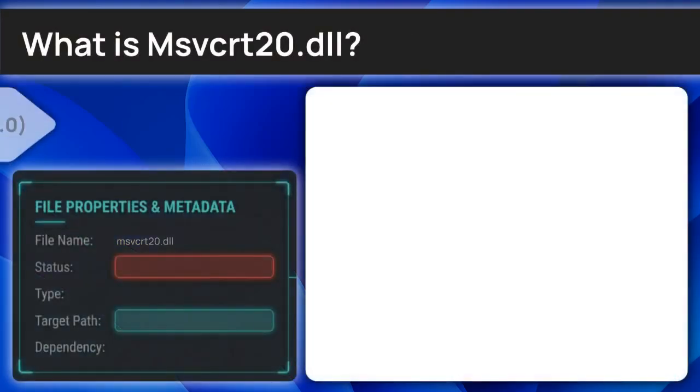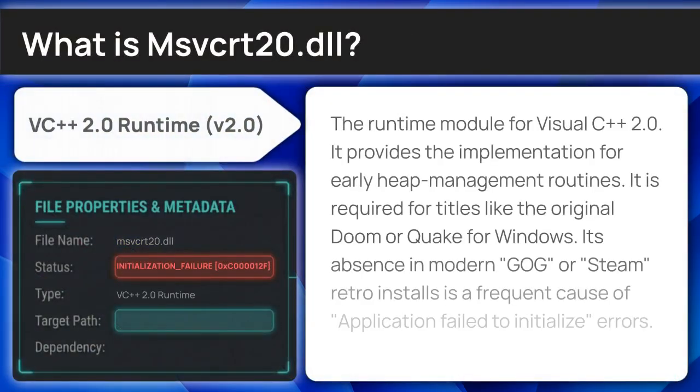This is the Microsoft Visual C++ Runtime 20, the runtime module for Visual C++ 2.0. It provides the implementation for early heap management routines. It is required for titles like the original Doom or Quake for Windows. Its absence in modern GOG or Steam retro installs is a frequent cause of application failed to initialize errors. Understanding the file's role is a great start. Now let's look at replacing it.